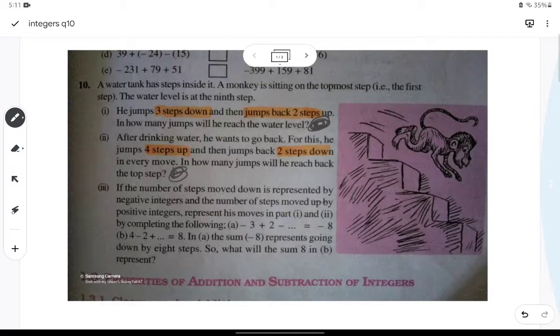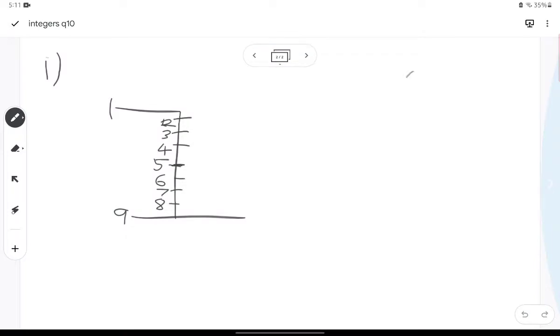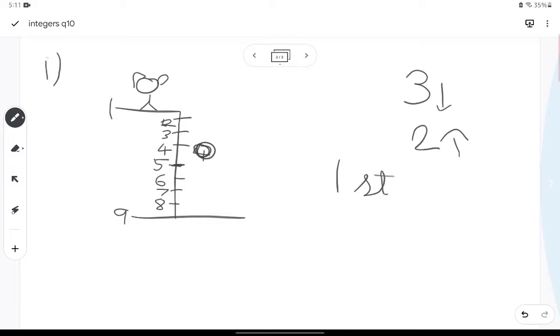So first one. He jumps 3 steps down and 2 steps up. So he's at the topmost step. He jumps 3 steps down, so he'll be at 4. So at the first jump, the monkey will be at 4. And he jumps 2 steps back, so he goes to 2. So at the second jump, he will be at the second step.